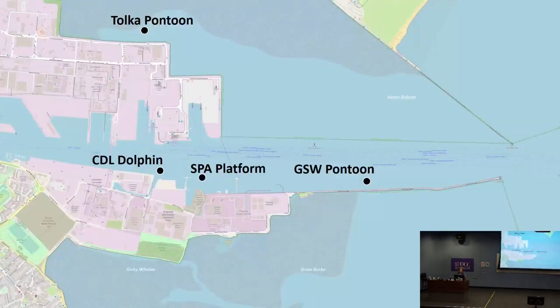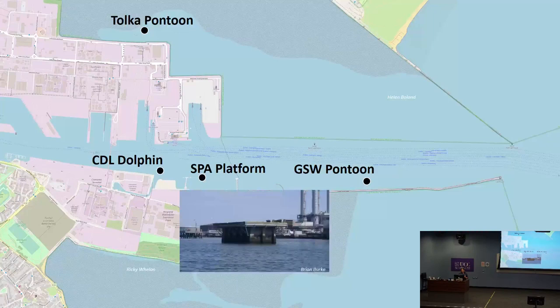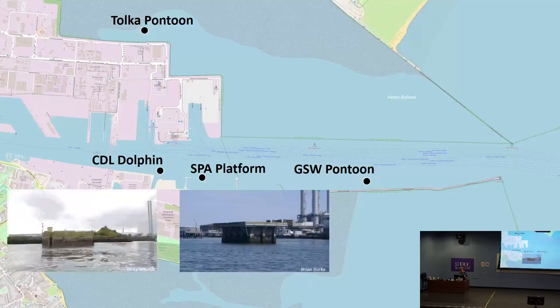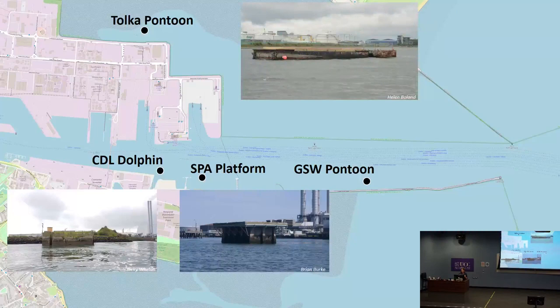So, Dublin Port, there's four breeding structures within Dublin Port. These are the Special Protection Area platform, which is managed by ESB. The CDL dolphin, or the Coal Distribution Limited dolphin, which is owned by Dublin Port Company. Both of these structures are permanent structures, i.e. they're fixed in place. Then we have the Talca pontoon, which is up outside of the shipping channel. We have the Great South Wall pontoon, which, along with CDL dolphin and the SPA platform, is within that main shipping channel.